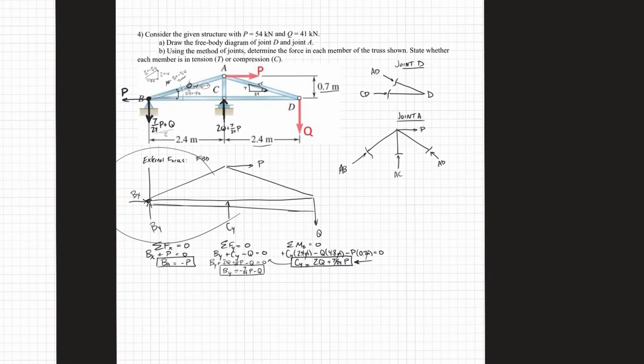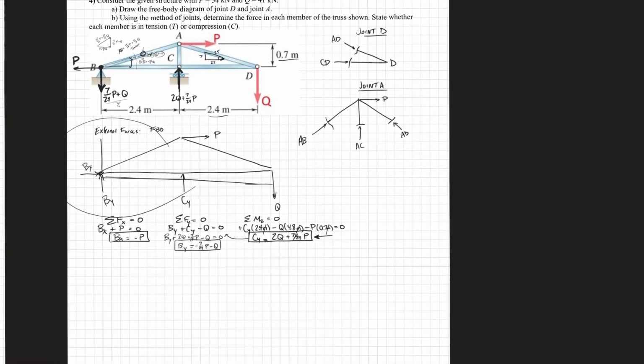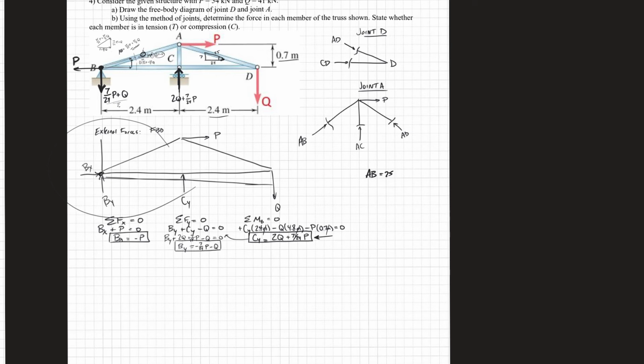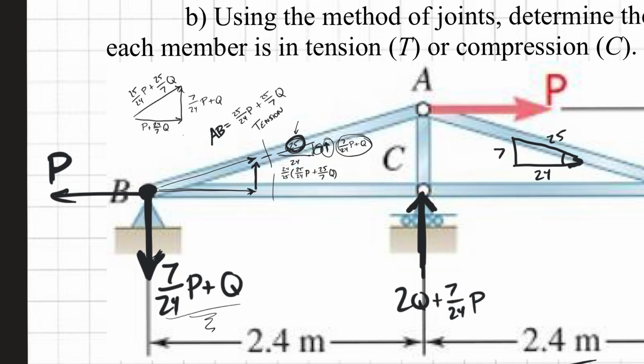Let's just do it up here. AB equals 25 over 24p plus 25 over 7q. Unless I made a transcription error, which does happen, especially to me. BC, CD. Anyway, I'm going to do this a couple of times, and hopefully this will make more sense when I do it the other times.